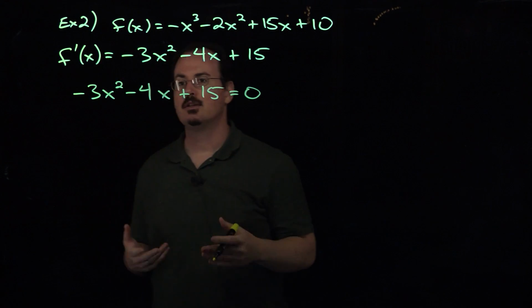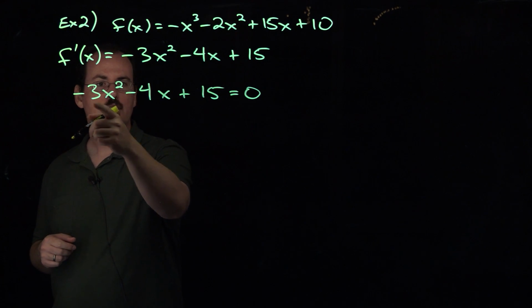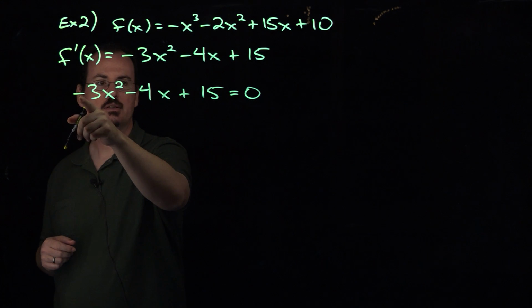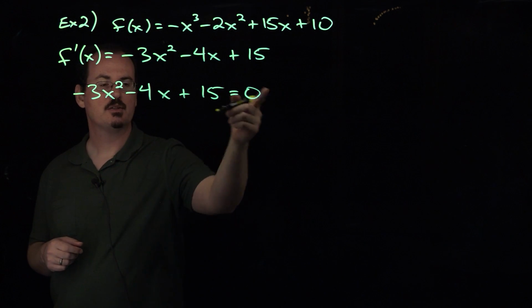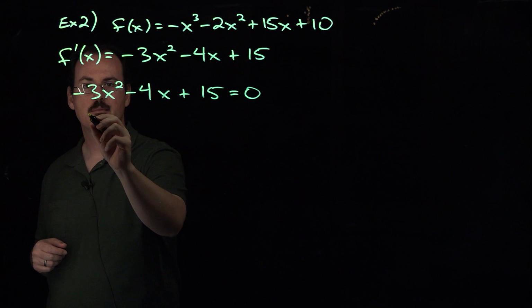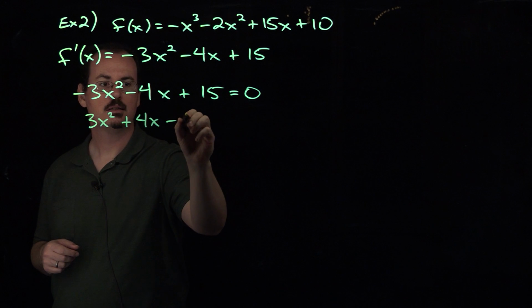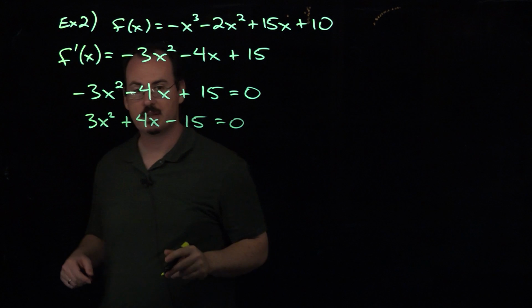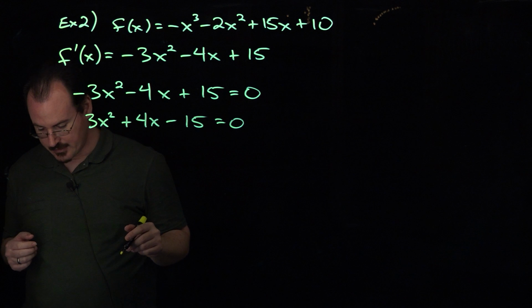Whatever x values we get, those are going to be the places where the derivative is 0, and hence the critical numbers. So to solve this type of equation, we want to remember that it's usually easier when we're factoring to not have a negative leading coefficient. So we can multiply this whole thing through by -1, and we'll get 3x squared plus 4x minus 15. Now I'm really multiplying both sides by -1, but if I multiply the right side by -1, I just get 0.